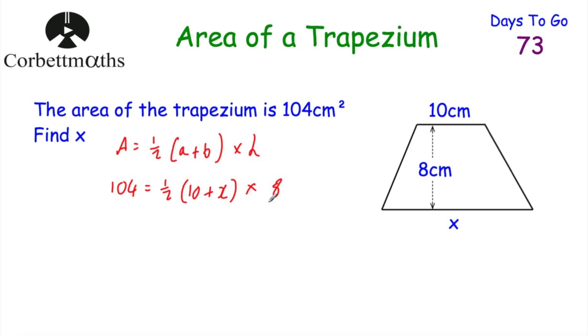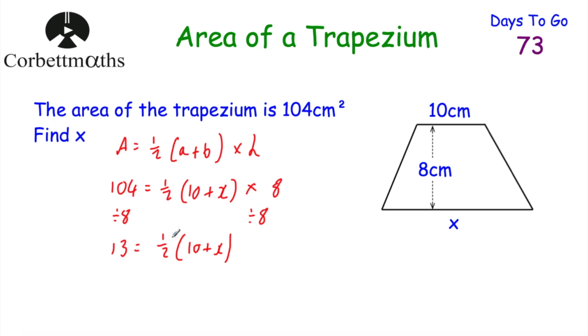That would work. Alternatively, what you could do is divide by 8 and divide by 8 to get rid of the times by 8, so that would be 104 divided by 8 is equal to 13. So we get 13 is equal to half, and then in brackets 10 plus x. And then we multiply by 8 to get rid of the multiply by 8.